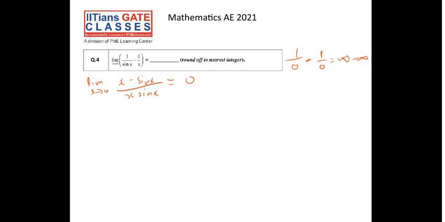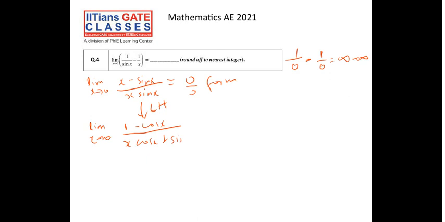When we substitute x equal to 0 here, we get 0 minus 0 by 0. So this is 0 by 0 form. So apply L'Hospital's rule. After applying L'Hospital's rule once, we are going to get limit as x tends to 0. The derivative of x minus sin x is 1 minus cos x.